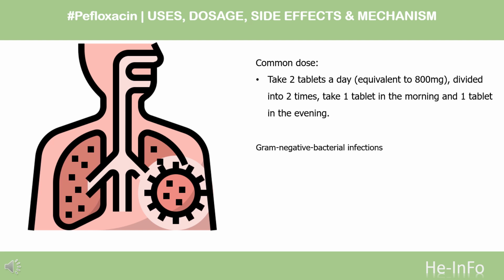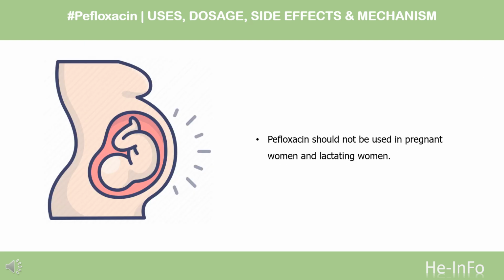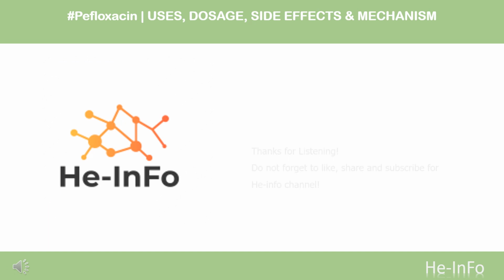In patients older than 65 years, use a dose of 1 tablet/day, equivalent to 400 mg, divided into 2 times/day, taking half a tablet of prulifloxacin once a day. Safety advice. Prulifloxacin should not be used in pregnant women and lactating women. Nervous effects may occur with the use of prulifloxacin, so patients should be warned not to drive or operate machinery while using prulifloxacin because of possible undesirable effects.